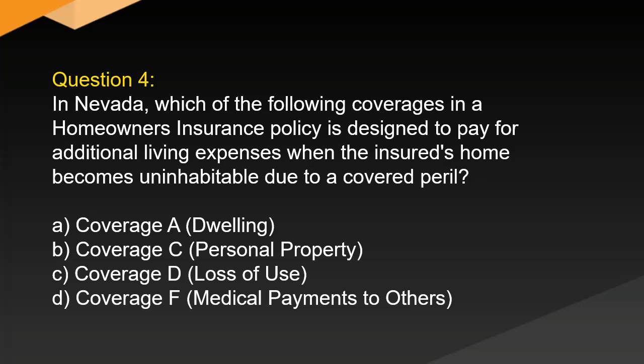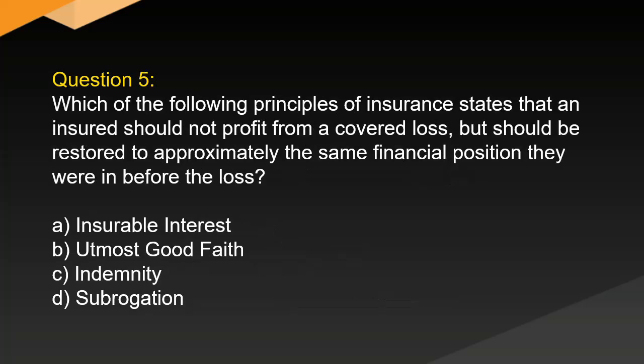Question 4. In Nevada, which of the following coverages in a homeowner's insurance policy is designed to pay for additional living expenses when the insured's home becomes uninhabitable due to a covered peril? A. Coverage A dwelling. B. Coverage C personal property. C. Coverage D loss of use. D. Coverage F medical payments to others.